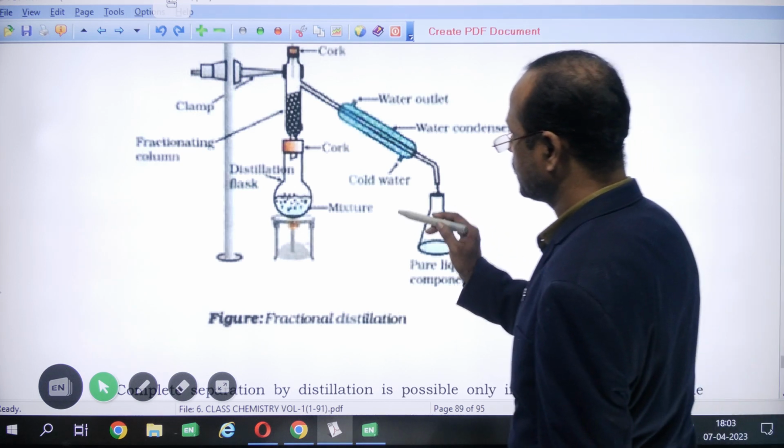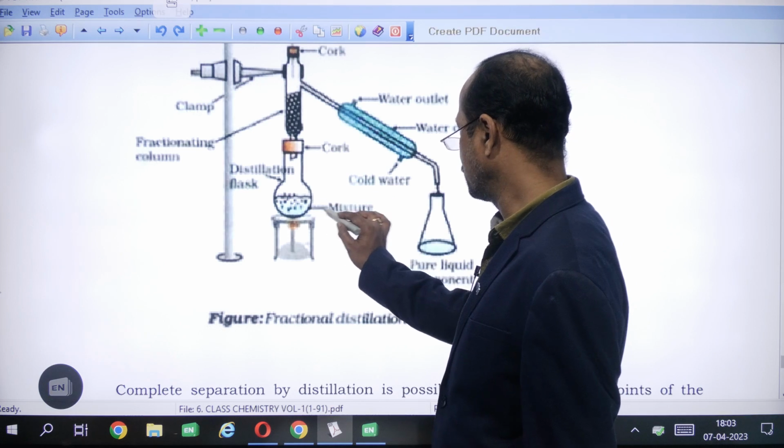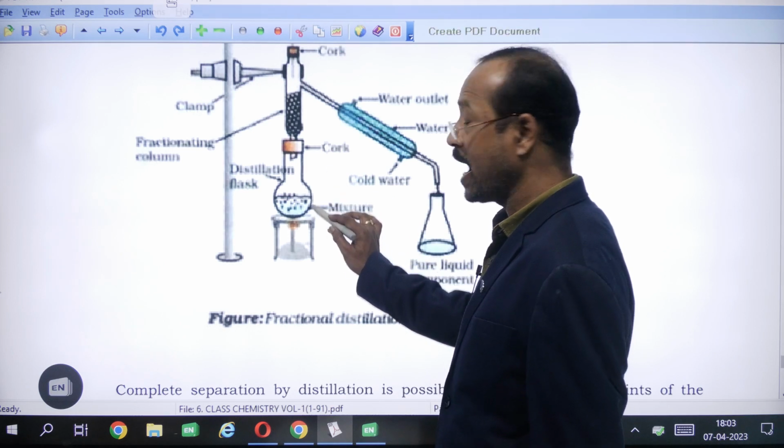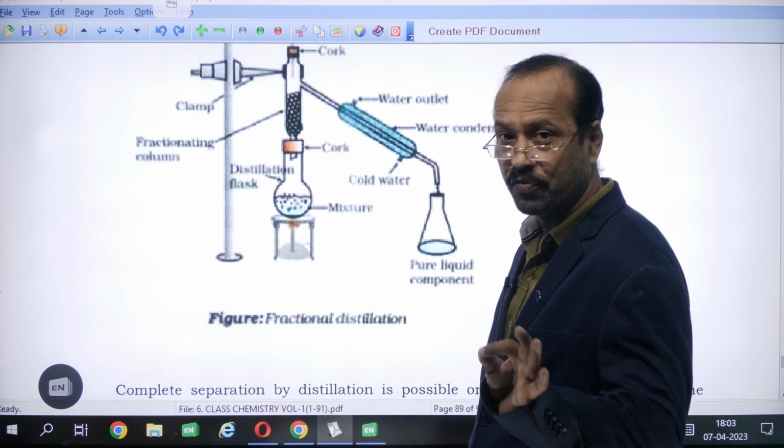So, here you can see this is the diagram for the fractional distillation. Here they have taken two liquids. This is a mixture of two liquids, and remember that the temperature difference in the boiling points should be less than 25 or 30 degrees.